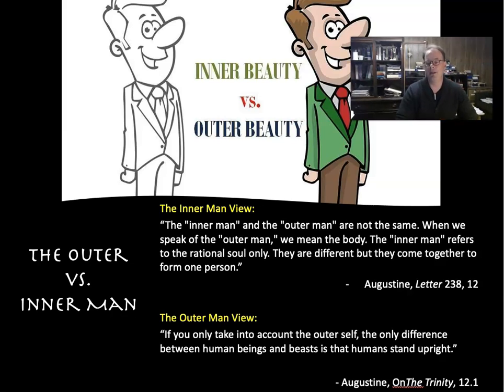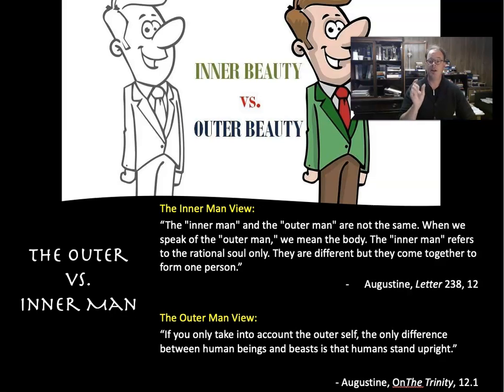And here's some things Augustine said about this distinction between the inner and outer man. And it raises the question, once we've defined these two, the question is for you, which one matters? And how do you manage the two, given that they're actually in tension or conflict with one another? He says the inner man and the outer man are not the same. When we speak of the outer man, we speak of the body. The inner man refers to the rational soul only. They are different, but they come together in one person, right?